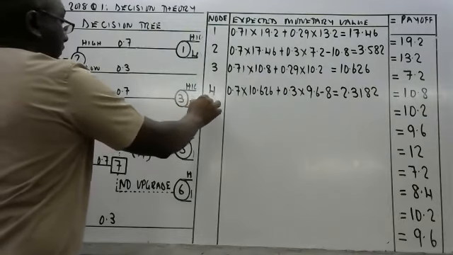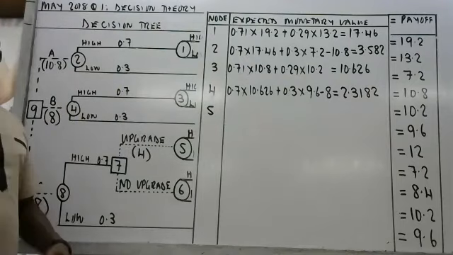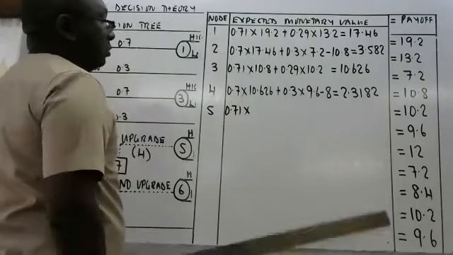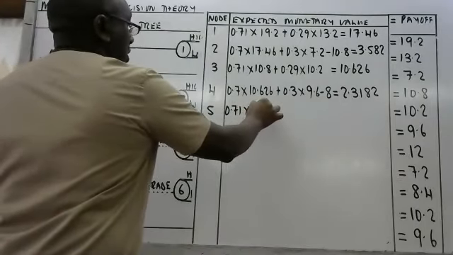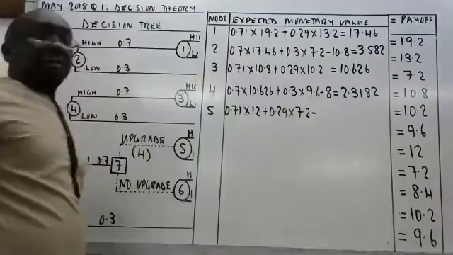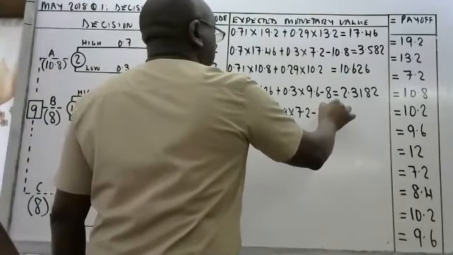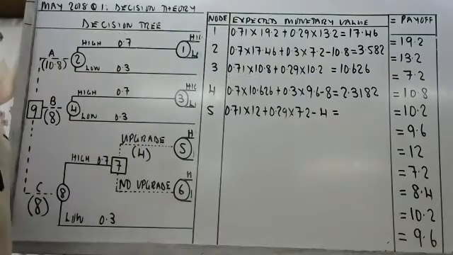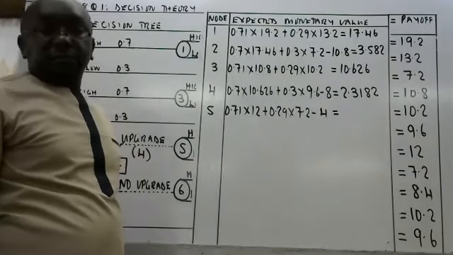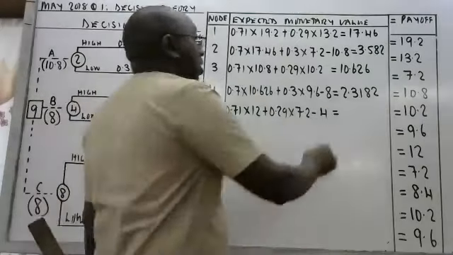Next is number 5. So number 5, the probability is again 0.71 times 12 plus 0.29 times 7.2, minus, there is a cost coming in there, minus 4. That gives $6.608.